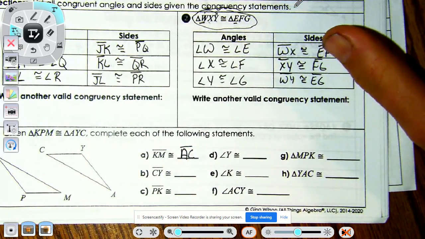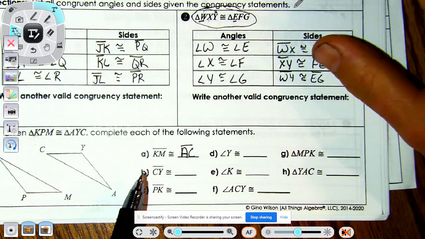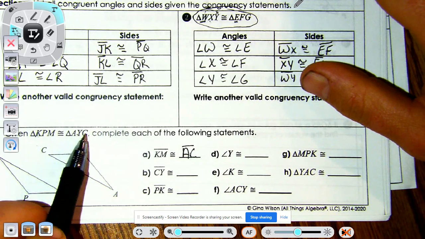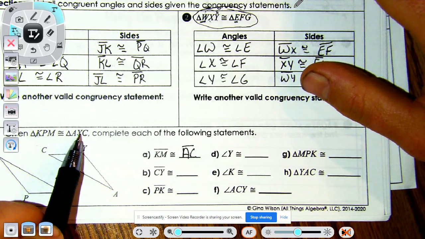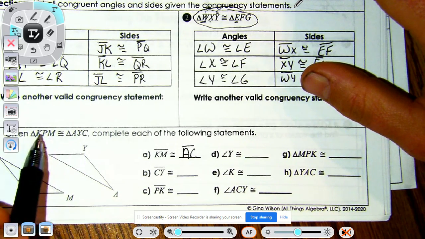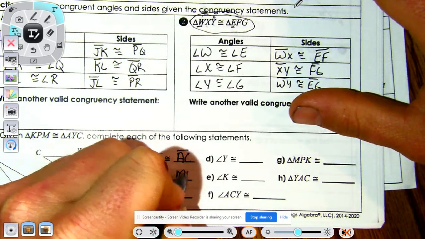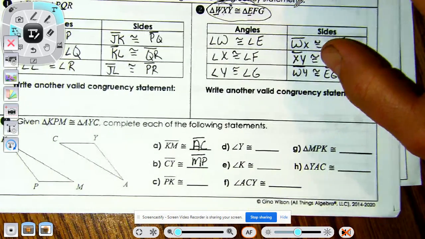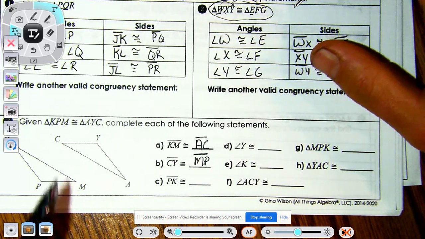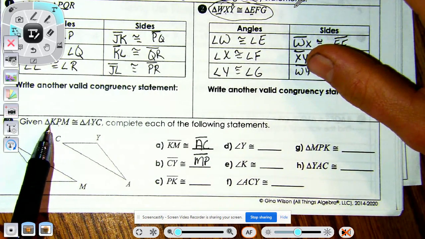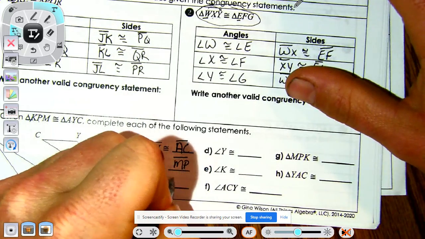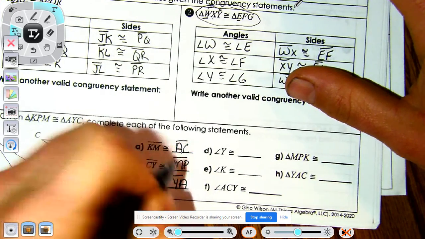Looking at B, it says CY. So CY, they went from the third letter to the second. So I'm going to follow the same pattern. MP. The next one they asked me about is PK. YA. So hopefully you're starting to see how easy this really is.